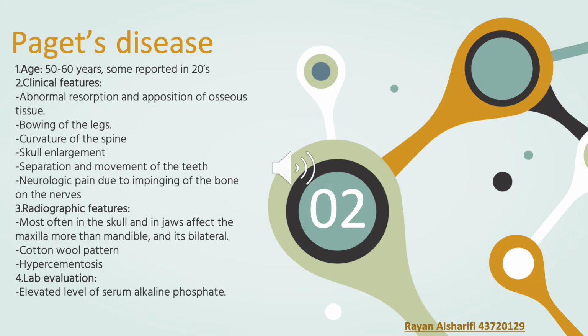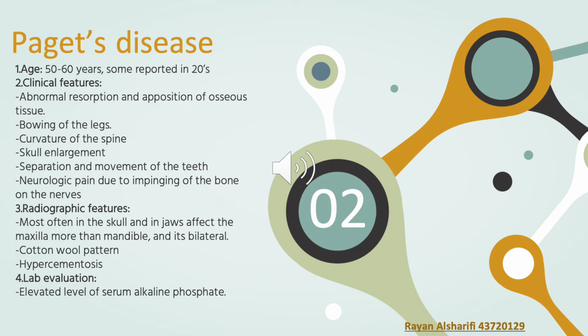The second differential diagnosis is Paget disease. The common age group is between 50 and 60 years old, and some are reported in their 20s. Clinical features: abnormal resorption and apposition in the bone, bowing of legs, curvature of the spine, skull enlargement as well as separation and movement of teeth. Neurological pain is the most common feature.